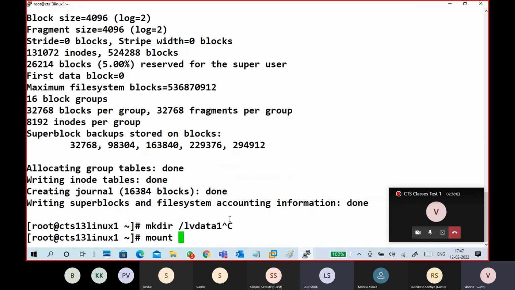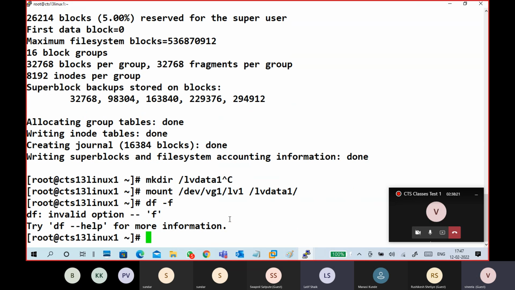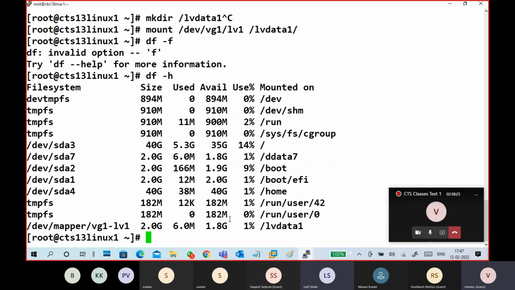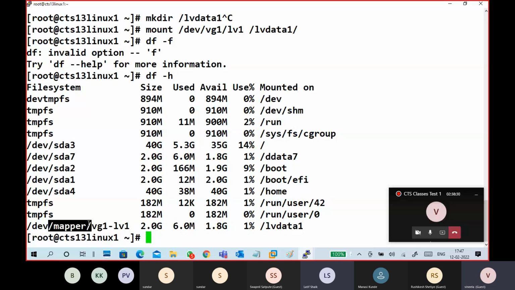So mount /dev/vg1/lv1 to lvdata1. Mounted. df -h. See, mounting is done. Yeah, it shows mapper, meaning because it's an LVM volume, it shows like this, only the 2 GB volume.